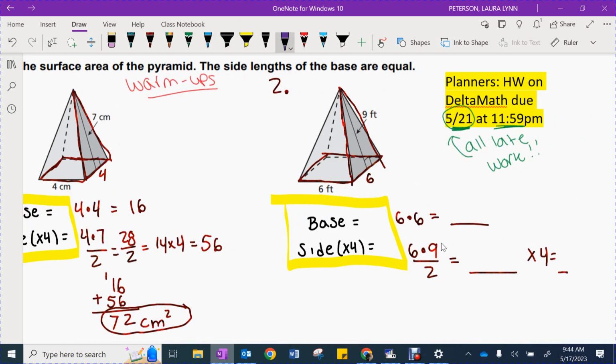Okay, you should be checking your answers now. 6 times 6 is 36. 6 times 9 is 54. Divided by 2 equals, and you should have gotten 27, but now you have to say times 4. So you have to do 27 times 4, and you should have come up with 108. The units were feet squared.